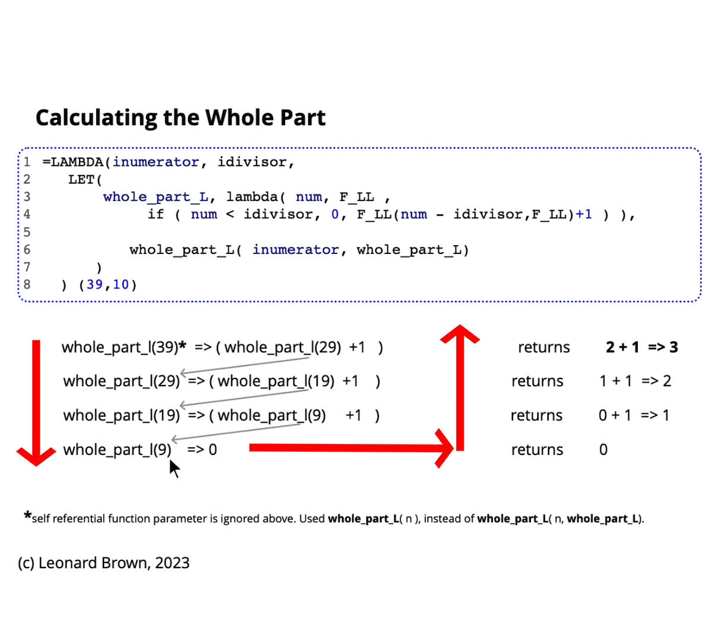So we know whole part of 9 is 0. Whole part of 19 is whole part of 9, which we just calculated as 0, plus 1, which is 1. Whole part of 29 is whole part of 19, which we just calculated as 1, so 1 plus 1 is 2. Whole part of 39 equals whole part of 29, which we just calculated as 2, plus 1 equals 3. So we get whole part of 39 equals 3. Again, this is how the recursive function works in calculating the whole part.